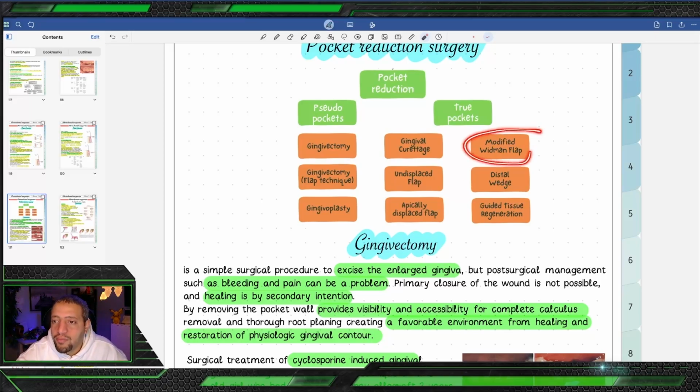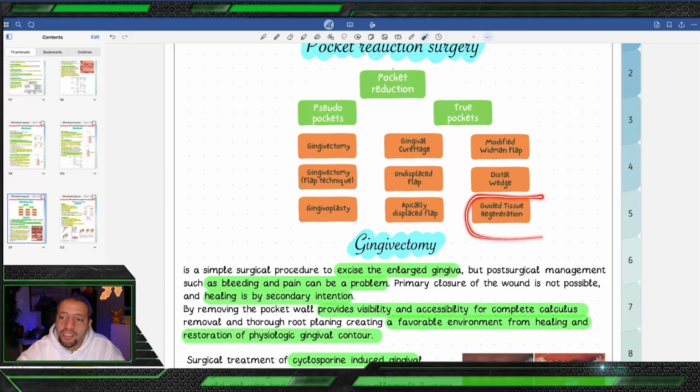And then the modified Widman flap, they don't like it. It has 3 incisions. At least please know the names of the 3 incisions. Distal wedge, when we have adequate attached gingiva, everything is happy, and we would like to access the bone to make it correct. And this happens in the distal of the lower 7 or upper 7.